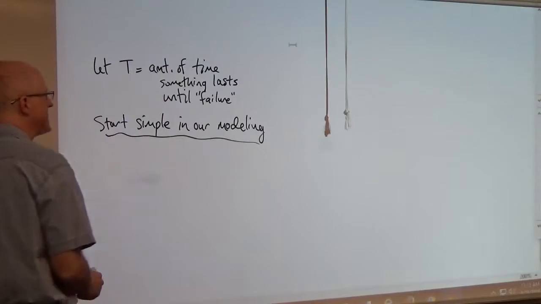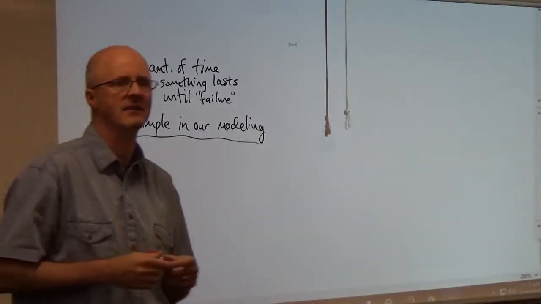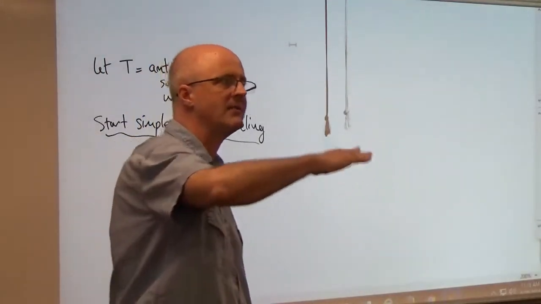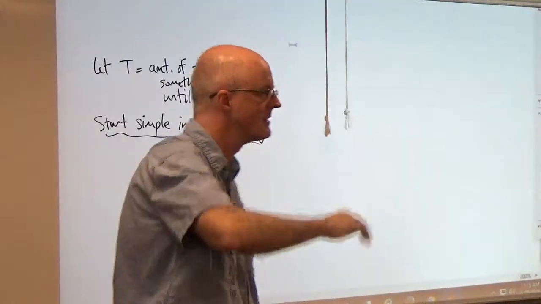Start simple in our modeling. That is a basic principle that you want to have. What's the simplest kind of PDF there is, for example? Turns out the simplest kind of PDF is one whose graph is horizontal. It's called a uniform distribution.